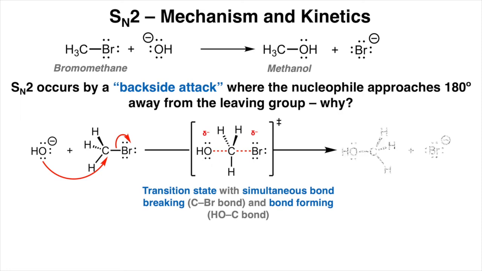In order for these two negative charges to avoid repelling, they must be as far apart as possible, which would mean 180 degrees apart. Transition states are normally drawn with brackets and a double dagger symbol written in the upper right-hand corner of the bracket.